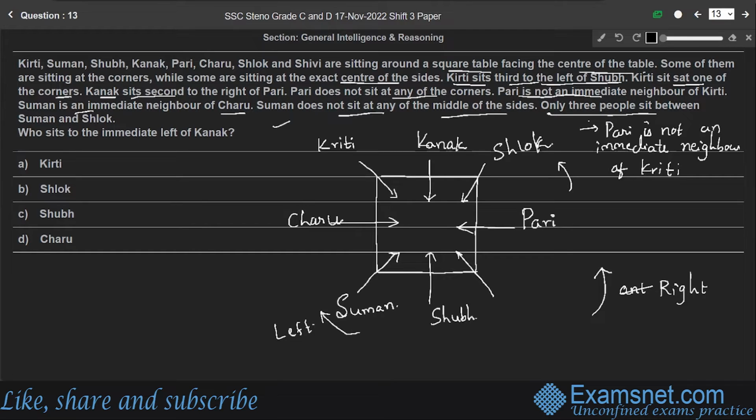If you take anti-clockwise as well as clockwise, the result is the same. So 3 people are accommodated between Suman and Shlok. Who is left here? Shivya is the remaining person, sitting next to Shubh, to the right. Next, the question is who sits to the immediate left of Kanak? Left means the clockwise direction. So Shlok is sitting to the immediate left of Kanak. Option B is the right answer.